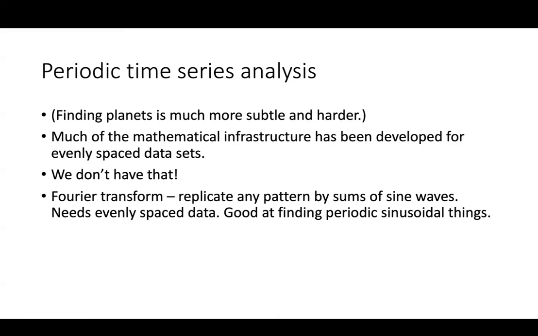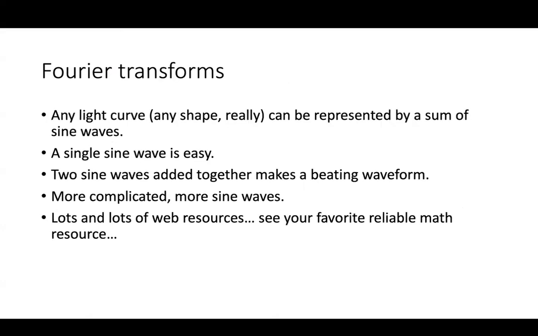Much of the mathematical infrastructure has been developed for evenly spaced data sets, which we in astronomy do not have. The regular Fourier transform works like this: the theory says you can replicate any pattern by summing up sine waves. But in order to do that, you need evenly spaced data. And that's really, really good at finding periodic sinusoidal things. Again, you can represent it by a sum of sine waves.